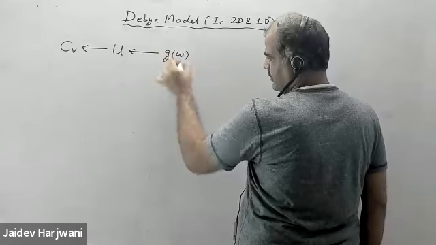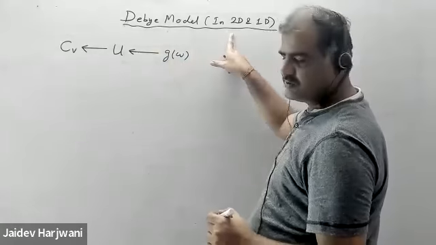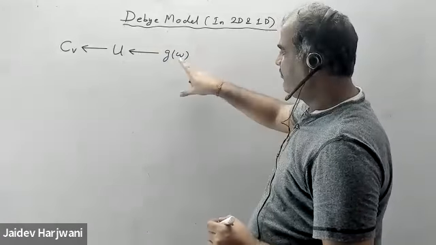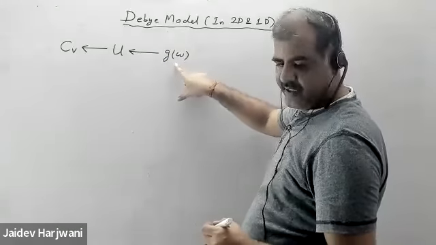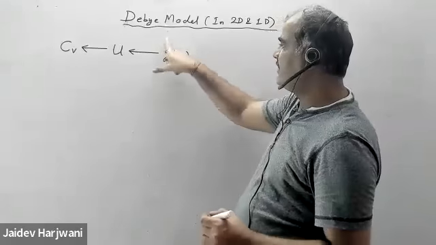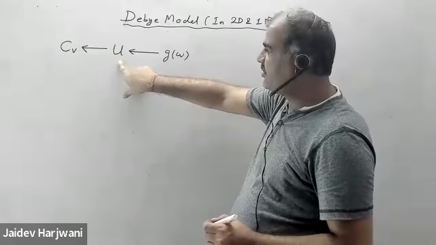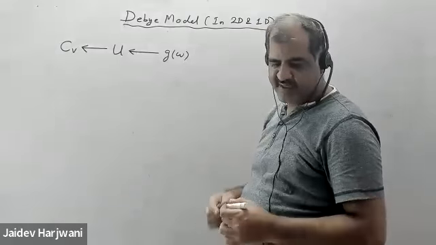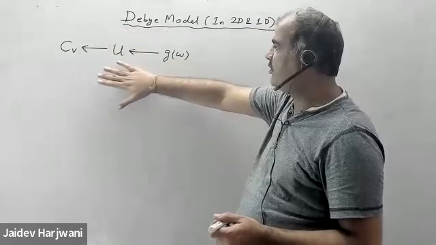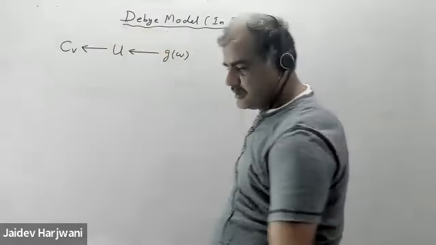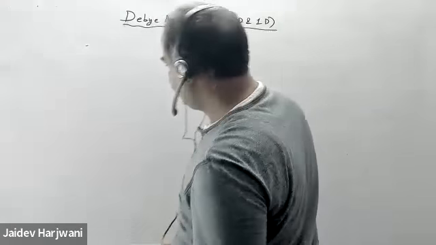So first thing is we have to write the density of states in 2D. And we should know the average energy of the atom. Then we can multiply these and integrate, and we can find U. Once we know U, we can differentiate and calculate the specific heat. We have already done this for 3D crystals. Now we have to do it for 2D crystals. So first of all, write the density of states for 2D space.